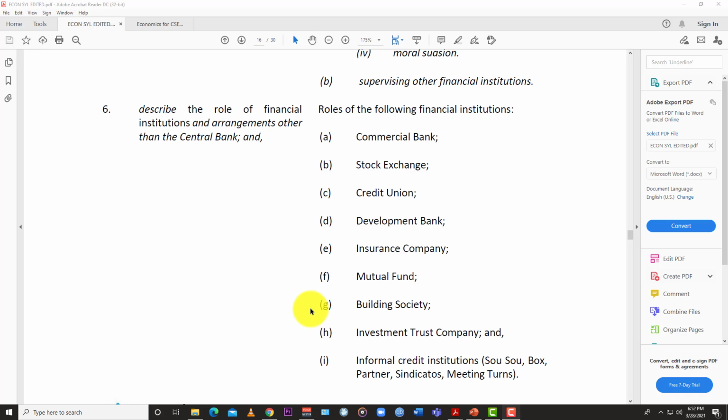And so we're going to use mainly the textbook for this one, and we are going to outline what some of these are and some of the services that they offer. So let's just jump right into it.